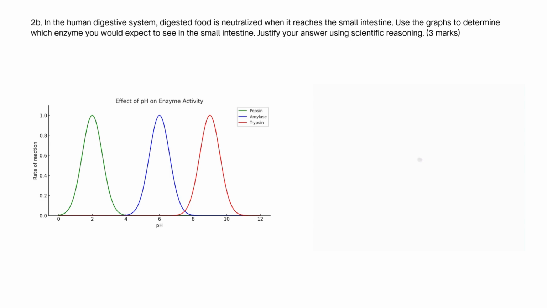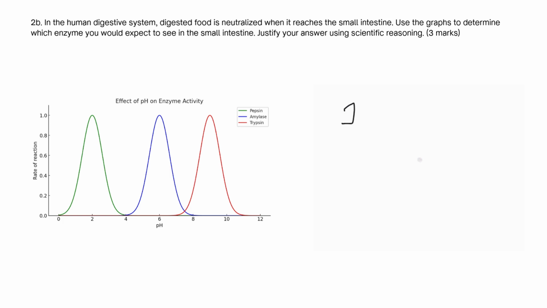In the human digestive system, digested food is neutralized when it reaches the small intestine. Use the graphs to determine which enzyme you would expect to see in the small intestine. Justify your answer using scientific reasoning. Alright, now we want to think back to neutralization reactions. What happens? And we know that the stomach has an acidic environment. So we would expect something really basic to neutralize that. So using this information, we can say that the enzyme that we expect is trypsin, right?